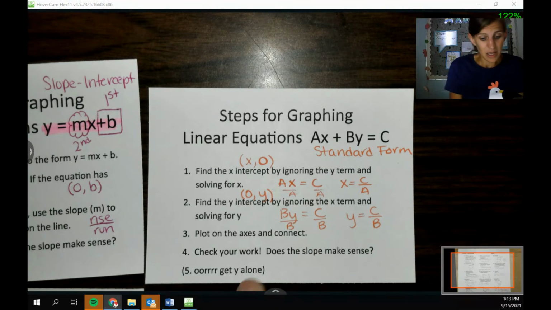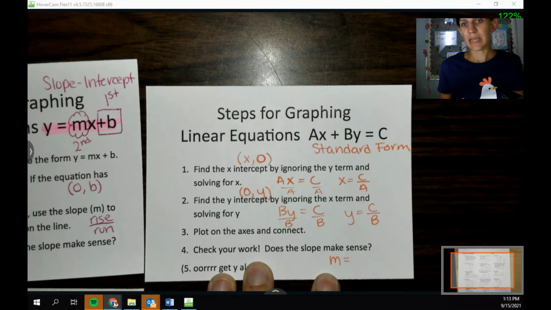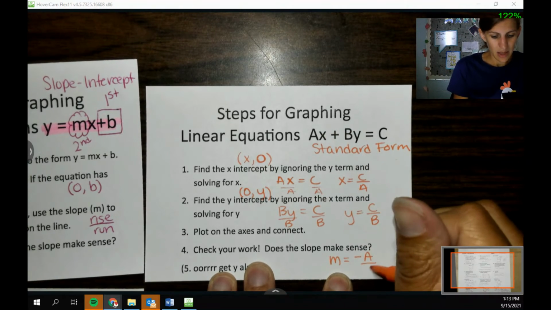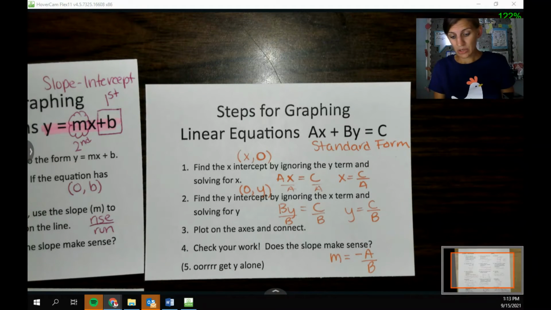Fun fact, the slope, if you're curious, has a little mini equation using the a, b, and c as well. Your slope will always be negative a over b, which is just maybe a fun fact if you want to double check to make sure that your slope makes sense.